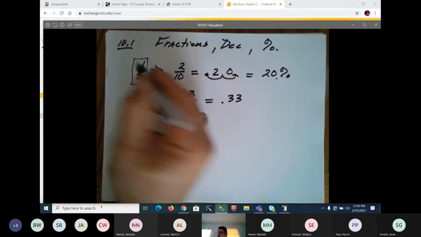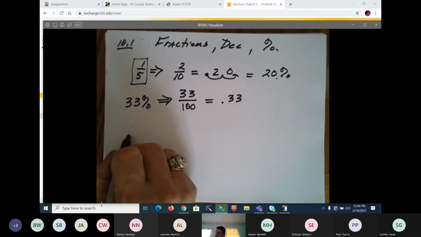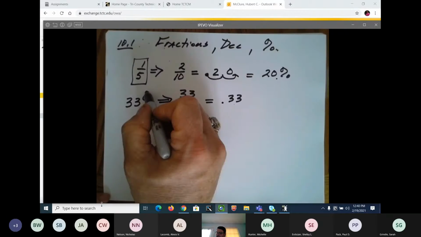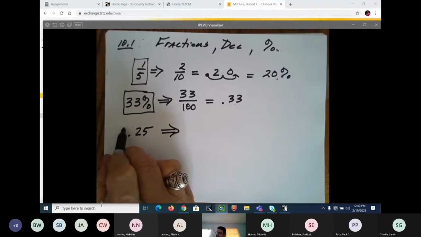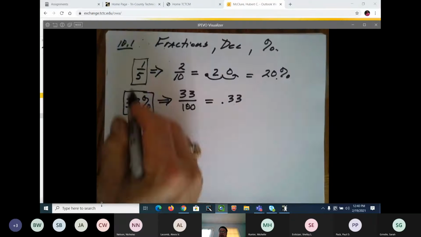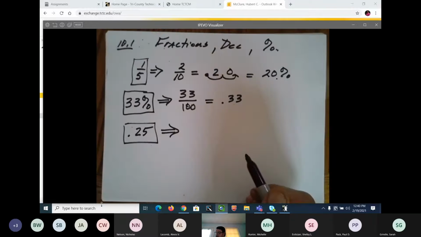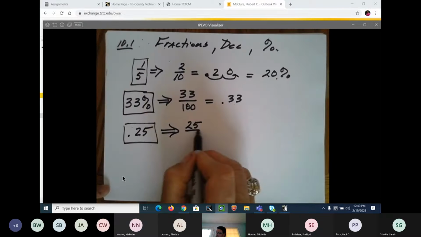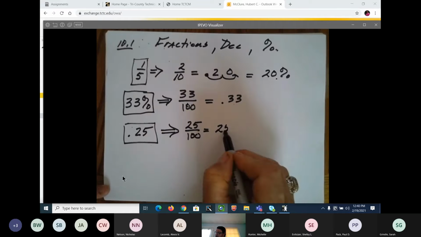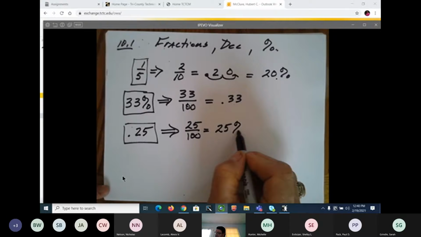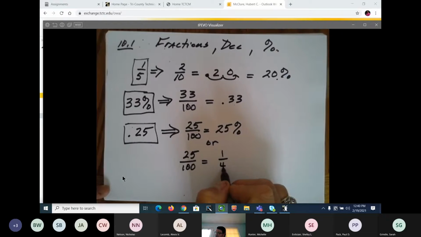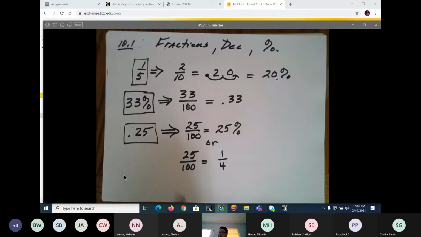So what if you're given a decimal? Well, 0.25. Okay, so either you're going to be given a fraction, or a percent, or a decimal, and you're told to change it into something else. And that would be 25 over 100, which is equal to 25%, or 25 over 100 equals 1/4 as a fraction. So there are your 3 examples of what I could give you on a test.